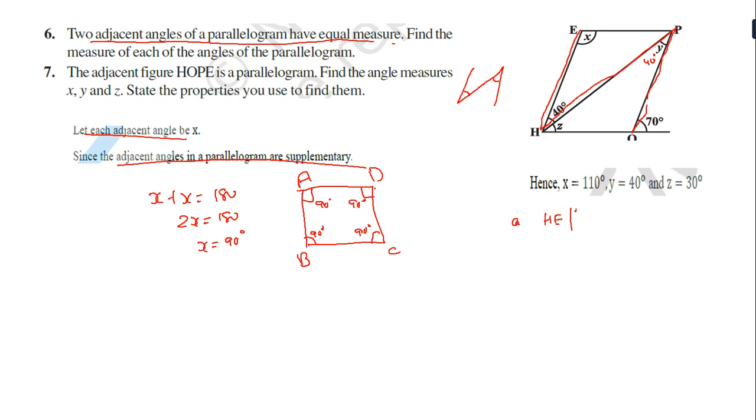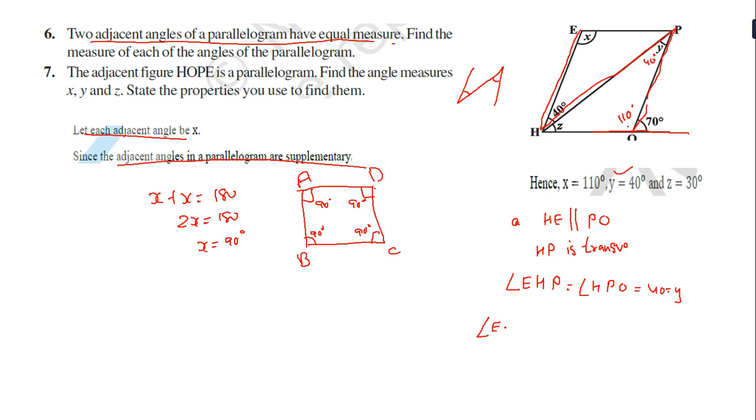HE is parallel to PO and HP is a transversal line, then angle EHP is equal to angle HPO, that is 40 is equal to y. So y we can get 40. Now I want to find out x. So here it is a linear pair. So inside we can say it is 110. So if it is 110, then x is also 110.